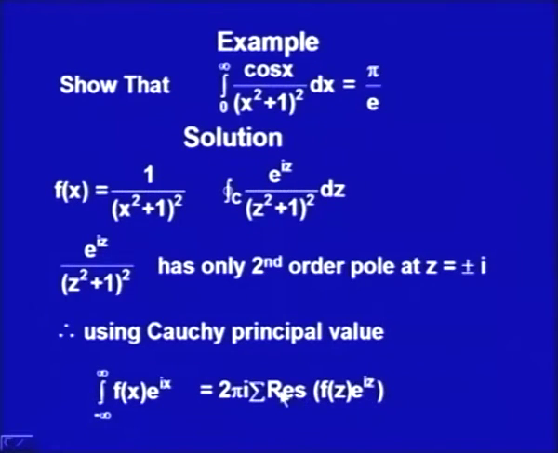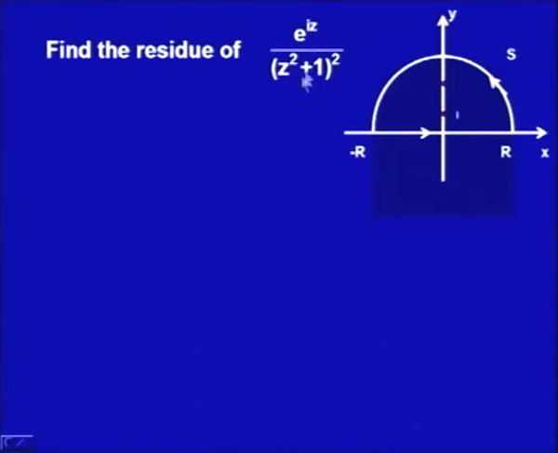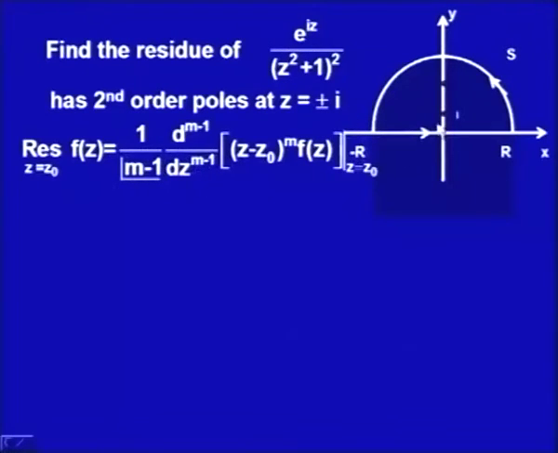Now, the work that remains is to find the residue of this function at all the poles in the upper half plane. So, let us come to that part. We have to find the residue of this function e to the power i z upon z square plus 1 whole square. Just now we had seen that this function has only 2 poles of the second order, one at plus i, another at minus i. So, on the upper half plane we would have only one pole, which is of order 2.